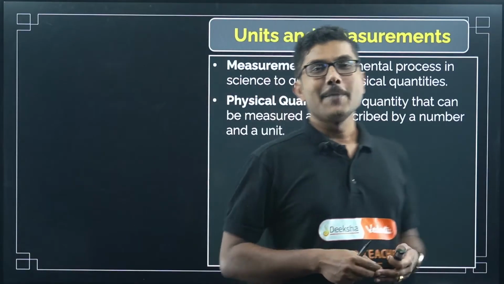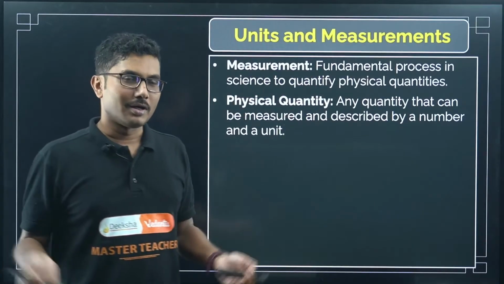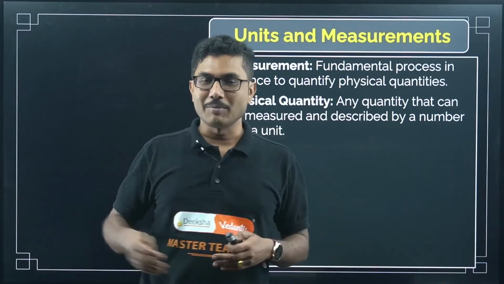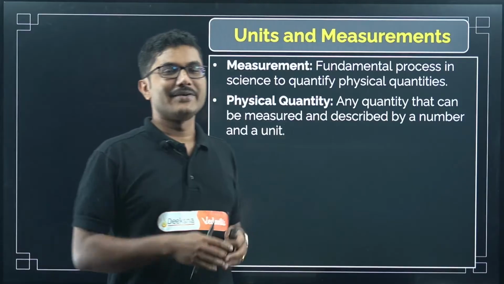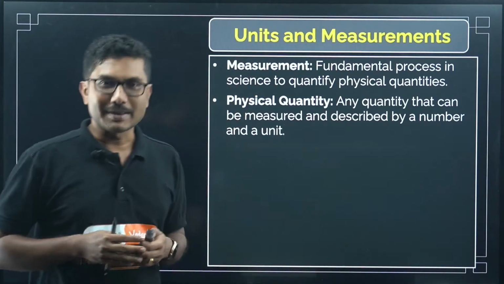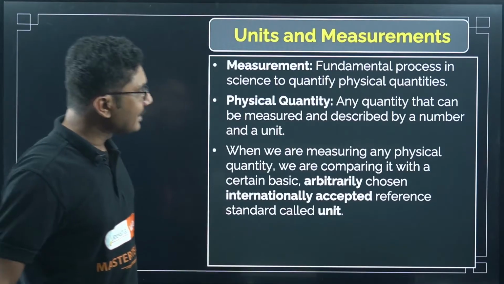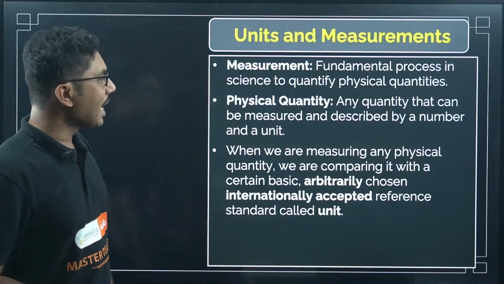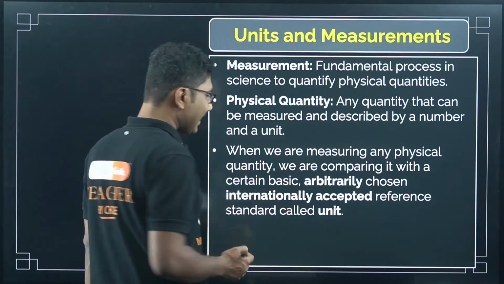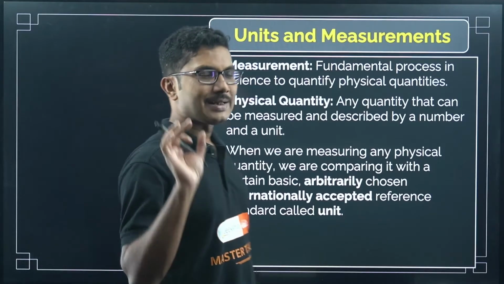But if you say I dreamt yesterday, you cannot measure the dream, how much weight that dream had or how important that dream was, so that is not a physical quantity. A physical quantity is something which you can measure, right? When we are measuring any physical quantity, we are comparing it with a certain basic, arbitrarily chosen, internationally accepted reference standard called unit. So what is the meaning of unit?